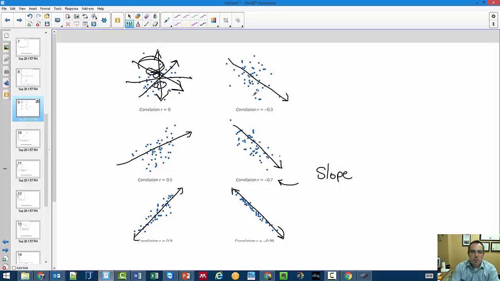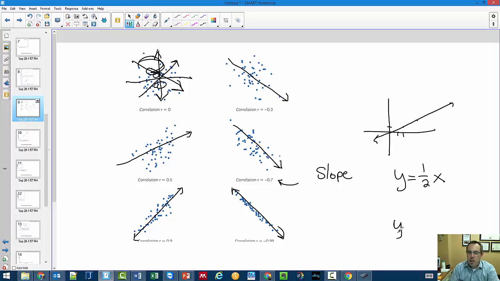And I didn't do a good job of drawing these, but a positive 0.5, that slope is like when we graphed things in algebra, if I had y equals 1/2 or 0.5x, it meant it went up 1 and over 2. So we would count up 1 and over 2, and there's a point, and up 1 and over 2, and there's a point.